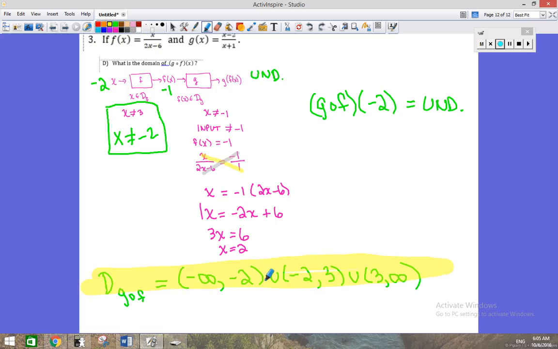My final answer for problem 3, part D, and this time down at the bottom my icons didn't start flashing, so that's good. Last time it made me nervous when it did. So I hope that helps, and I'll move on to the next problem in another video.